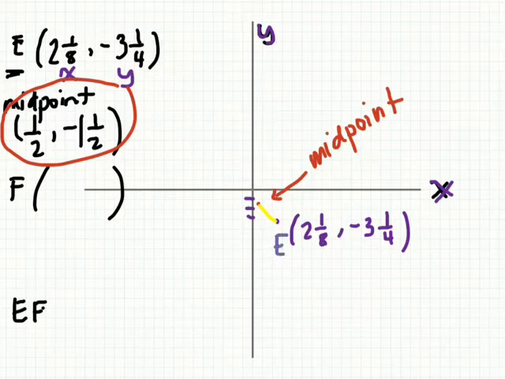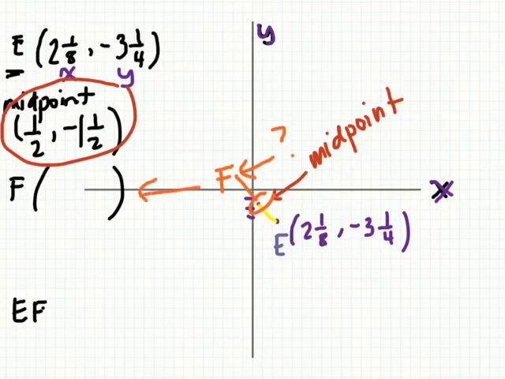I know E to the midpoint, so I'm going to extend the line which way? This way, or this way? Oh, no, sorry, not that way. It only can be extended this way because this here is the midpoint. It's halfway between E and F. Well, I need to figure out where this F coordinate is located exactly.